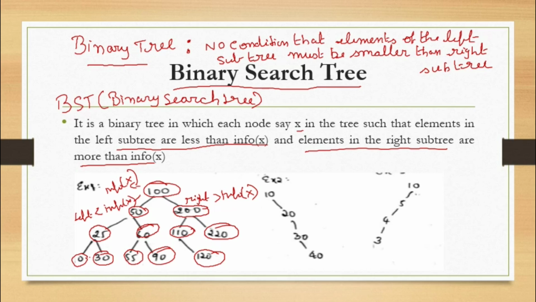This is example 2, in which you can also see all the right hand side elements are greater than info of x. Then this is example 3. What does example 3 say? Left is less than info of x. That is why 10, 5, 4, 3 are on the left. As we proceed down the tree, the elements are getting smaller.